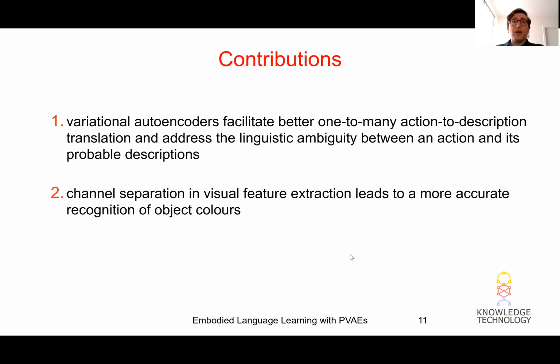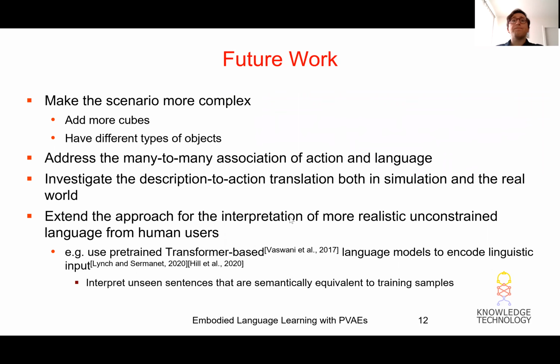So our contributions are: first, variational autoencoders facilitate better one-to-many action to description translation and address the linguistic ambiguity between an action and its probable descriptions. Second, channel separation in visual feature extraction leads to a more accurate recognition of object colors in cases such as ours, when the cubes only cover a small portion of the visual field.